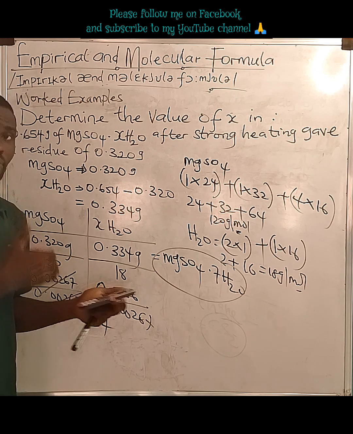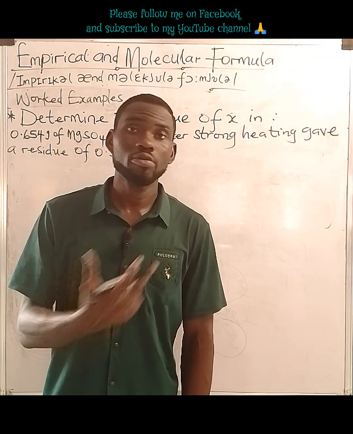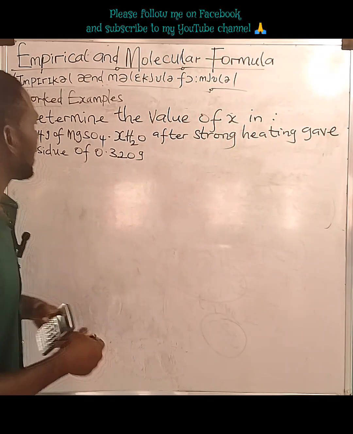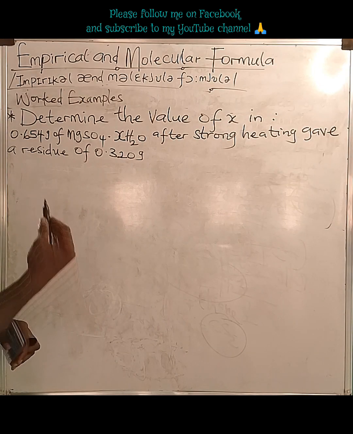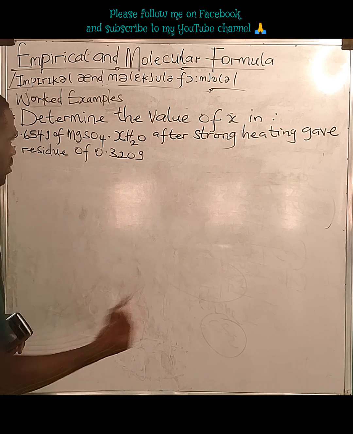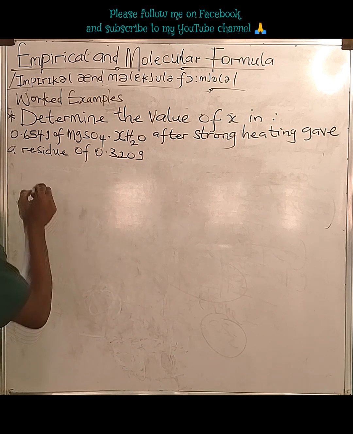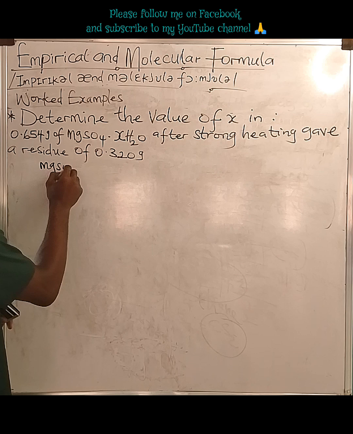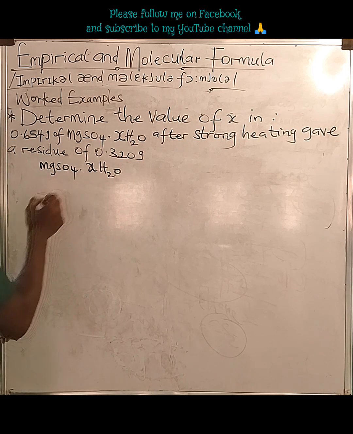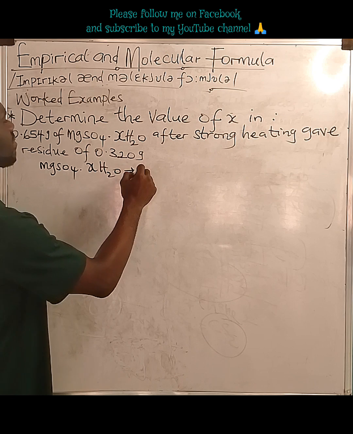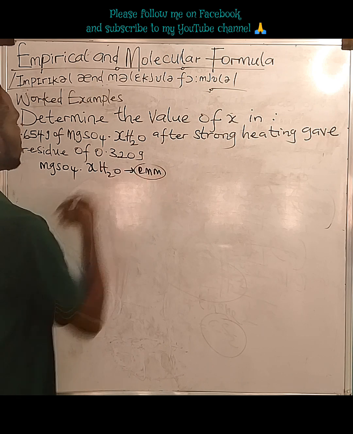So we're going to be using another method right away. Let's see another way we could solve this, an alternative method. Now, another way we can solve this is the percentage composition method. Since we have MgSO4.XH2O, the first thing you're going to do is get the absolute relative molecular mass. Let's get the molar mass first.